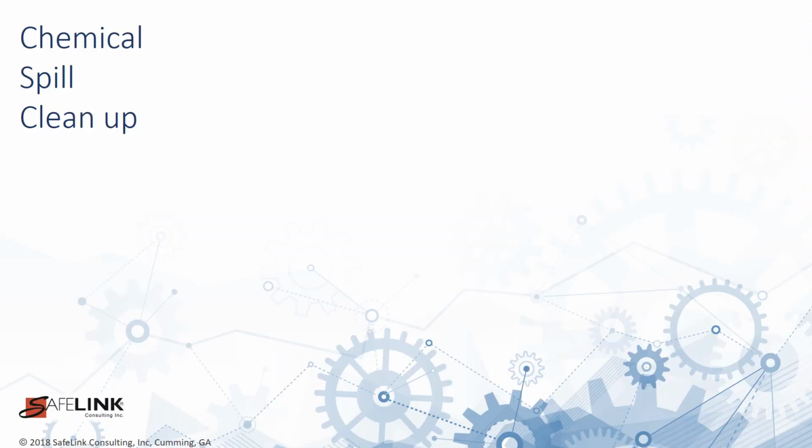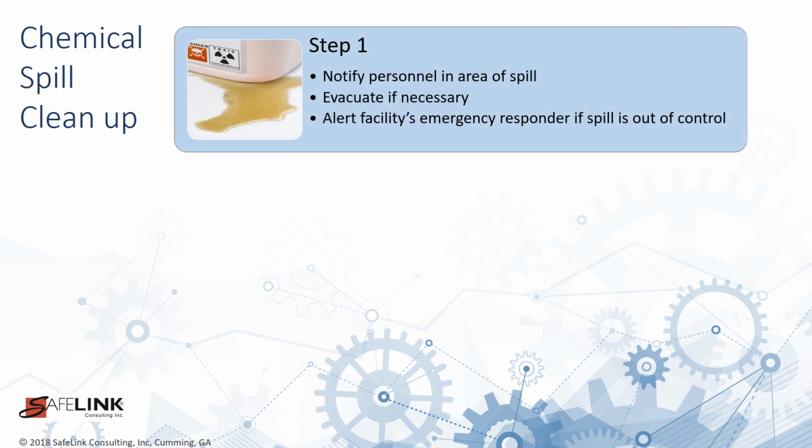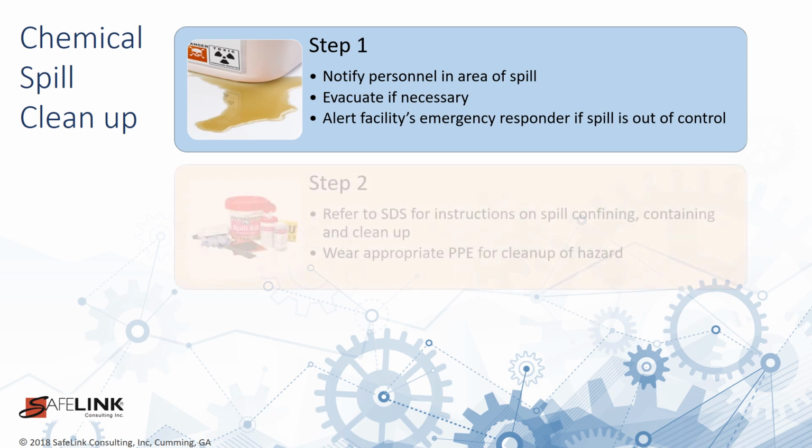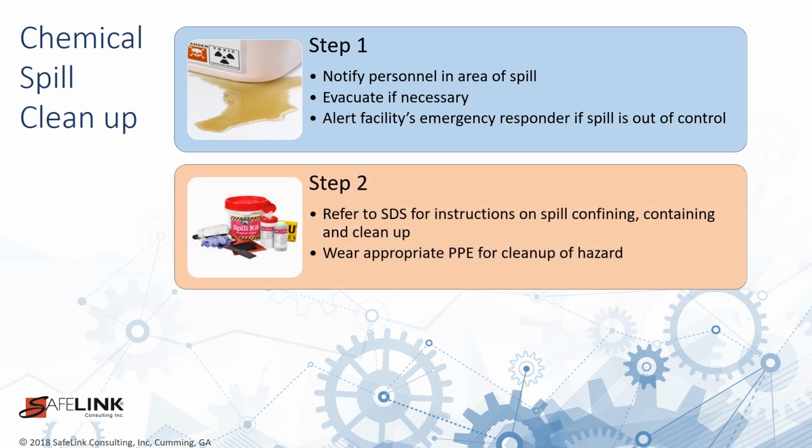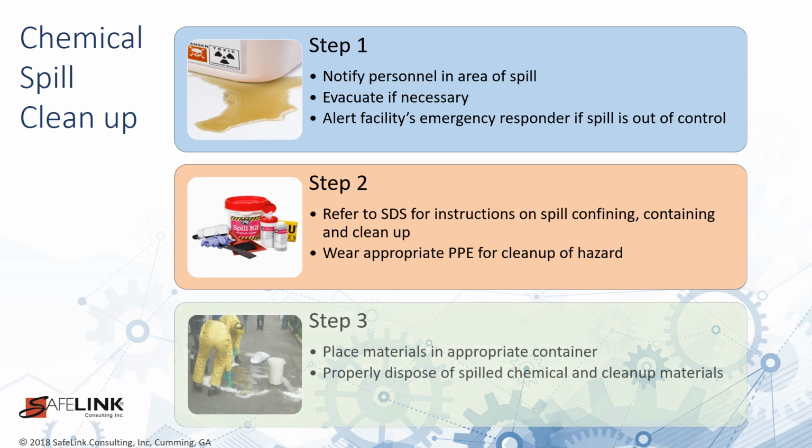Let's review the steps that should be taken in the event of a chemical spill. Step 1. Notify personnel in the area of the spill. Evacuate if necessary. Alert the facility's emergency responder if a spill is out of control. Step 2. Refer to the SDS for instructions on spill confining, containing, and cleanup. Wear appropriate PPE for cleanup of the hazard. Step 3. Place all materials in an appropriate container, and then properly dispose of spilled chemicals and cleanup materials.